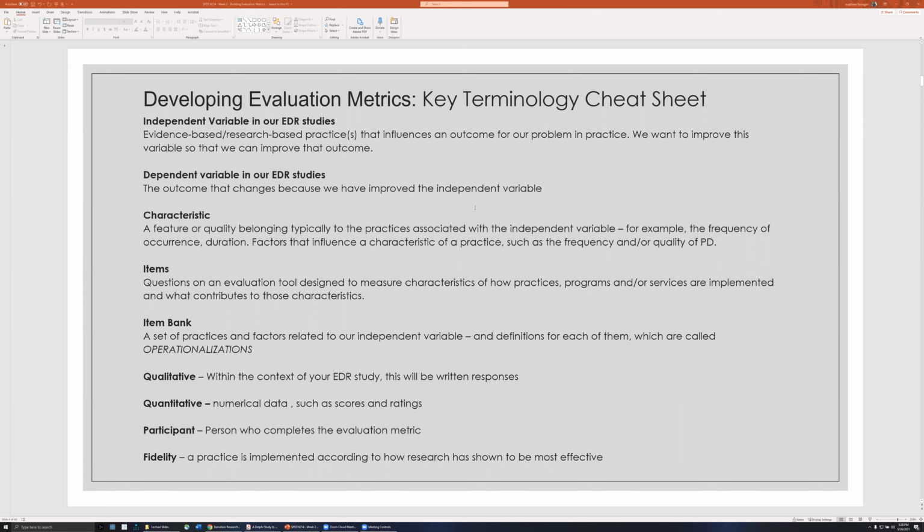That's not to say that we're always modifying, of course, and differentiating to meet our students' needs, but that's the idea of fidelity, that there's a specific way to do something because doing it that way has been shown through research to result in particular outcomes, and the extent to which you do it the way it was identified in the literature is fidelity.